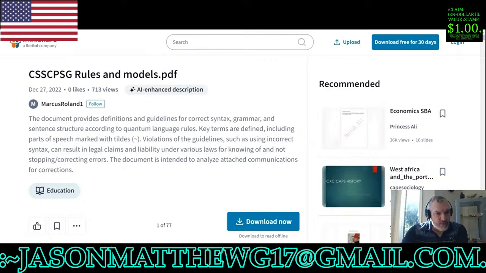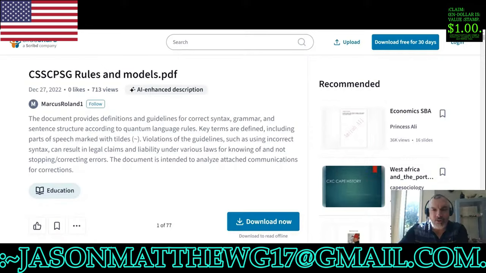Marcus Rowland, whoever that is, says the document provides definitions and guidelines for correct syntax, grammar, and sentence structure according to quantum language rules. First red flag. Okay, second red flag. The first red flag is that they wrote this in adverb, verb, adjective, pronoun. The second red flag is they call it quantum language, which there's a huge difference between quantum grammar and language. Grammar is grammar, language is language.